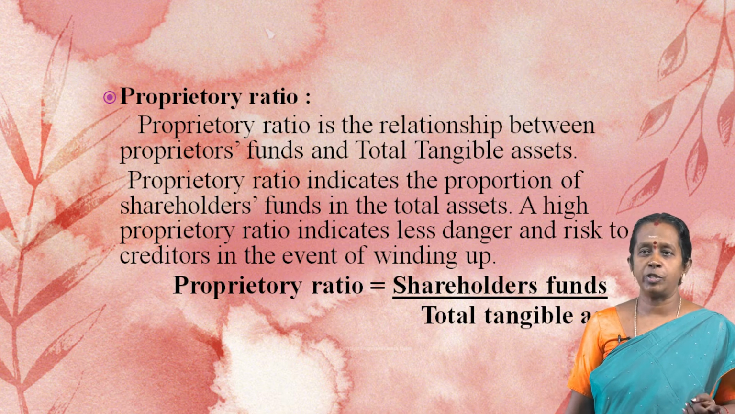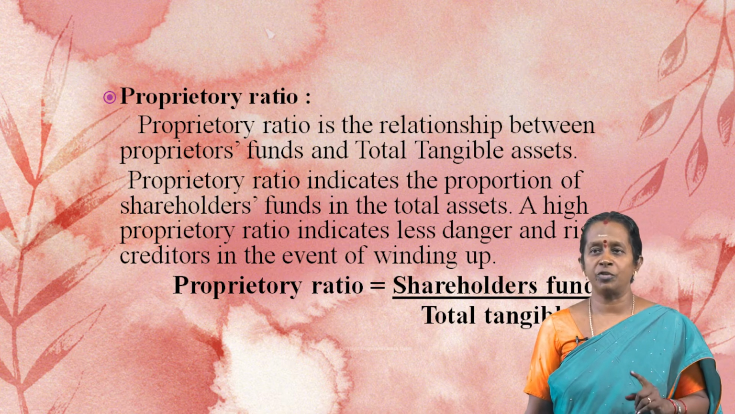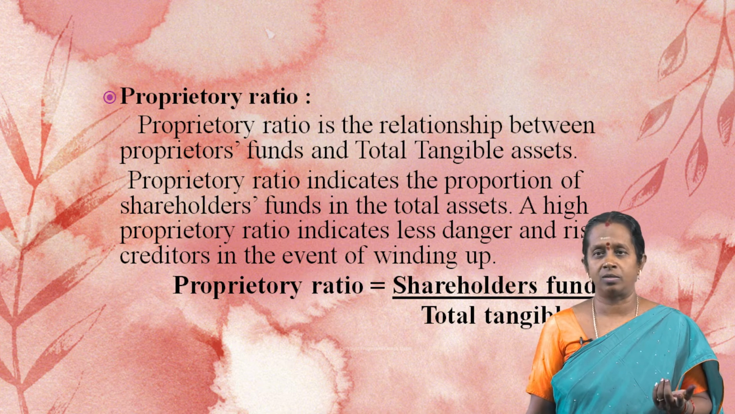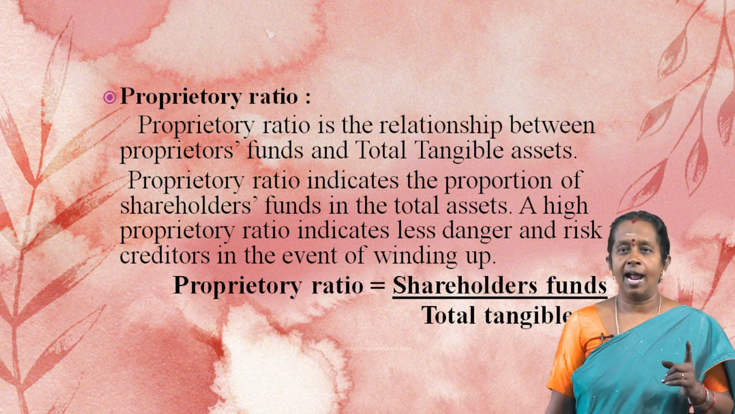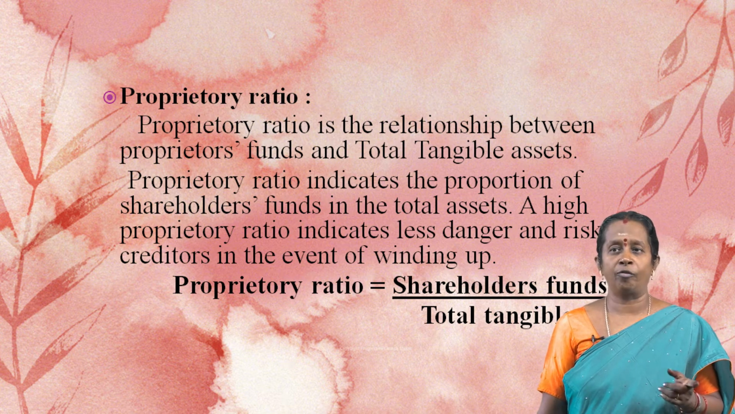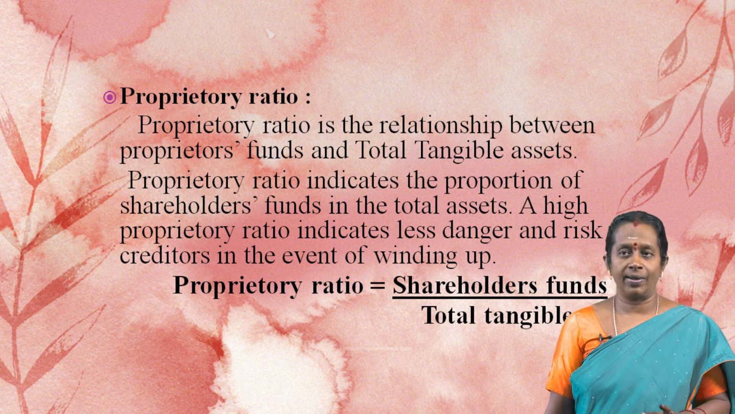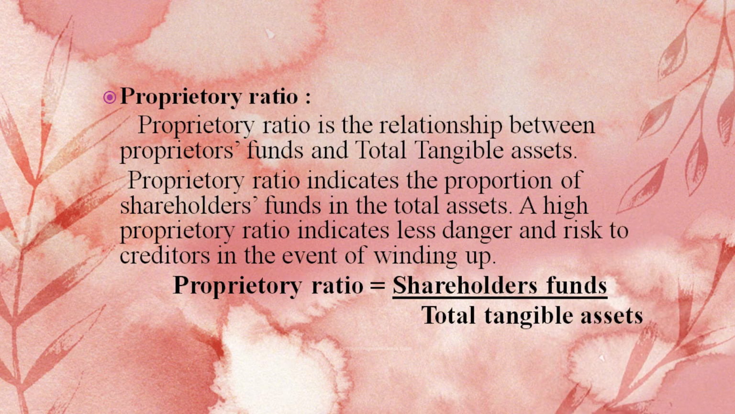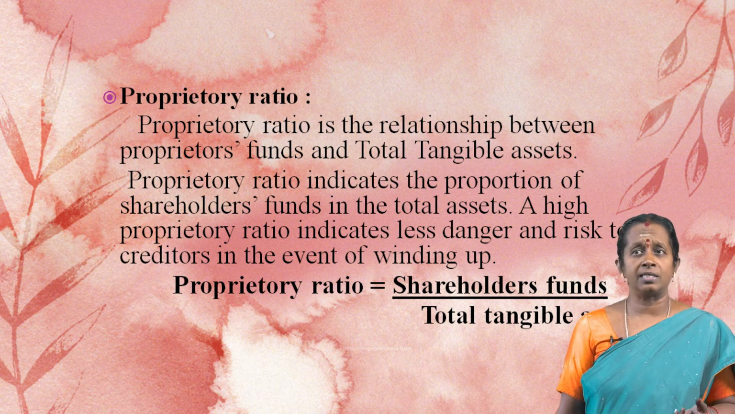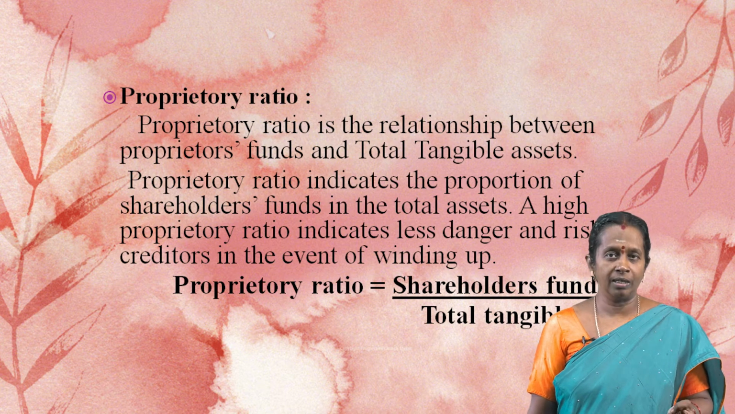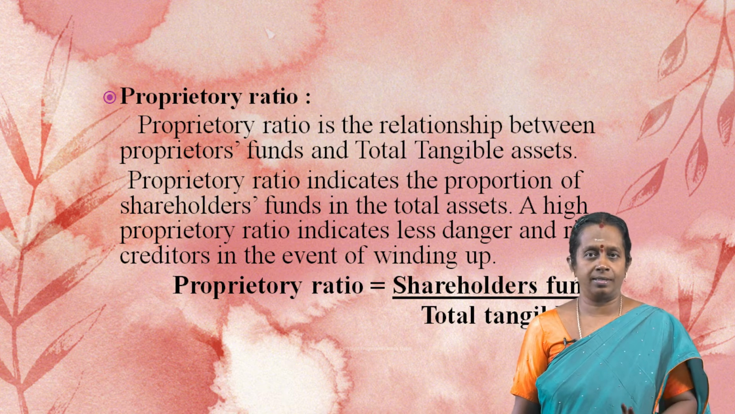Now, the proprietary ratio indicates the proportion of shareholders funds in the total assets. A high proprietary ratio indicates less danger and risk to creditors in the event of winding up of the company. Proprietary ratio is equal to shareholders funds divided by total tangible assets. That means we take only the tangible assets, excluding intangible assets. Intangible assets are goodwill, patents, trademarks, etc.